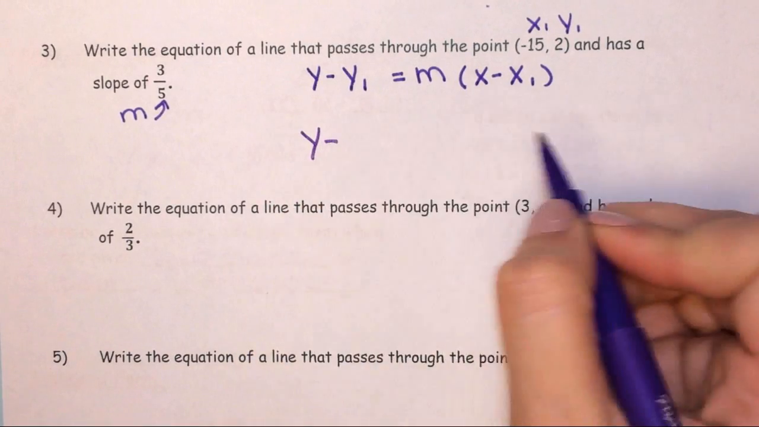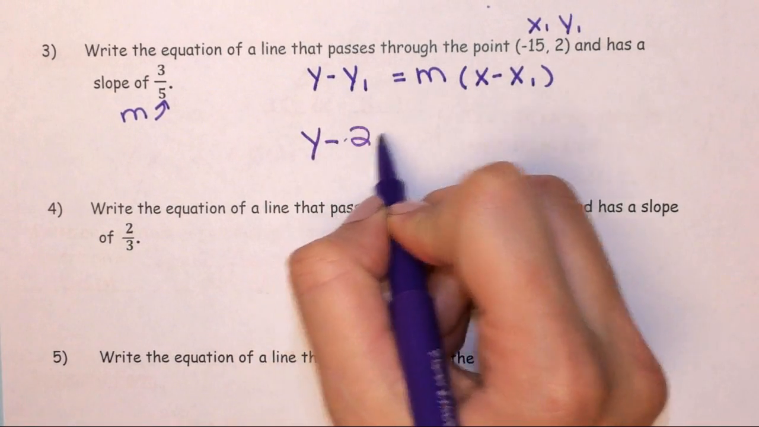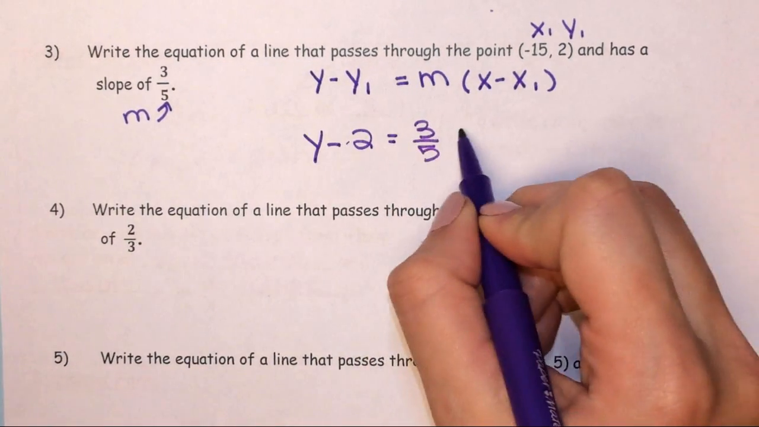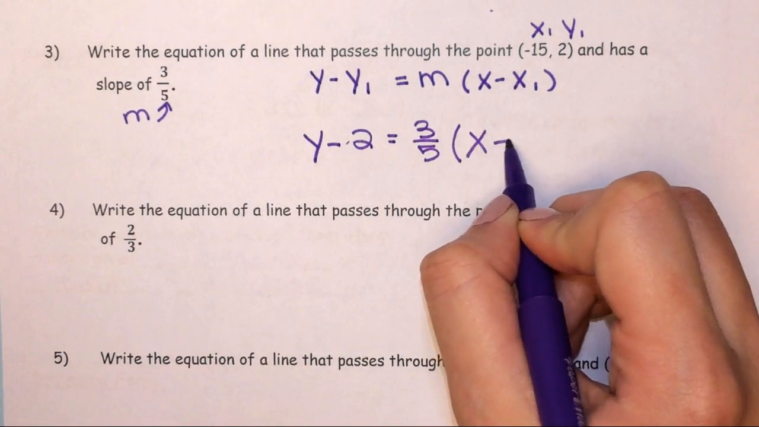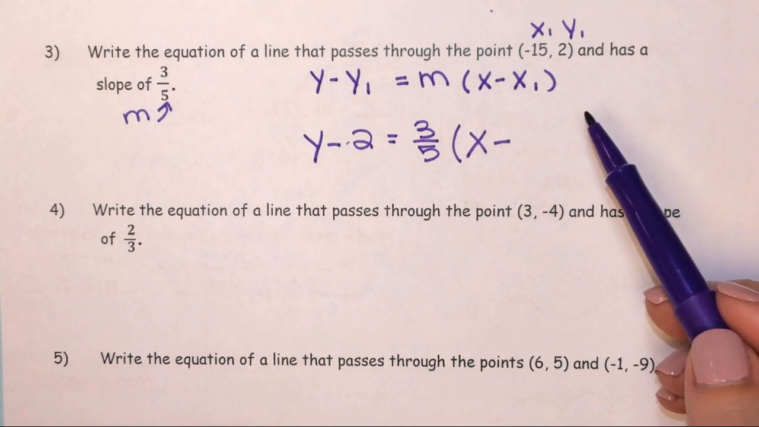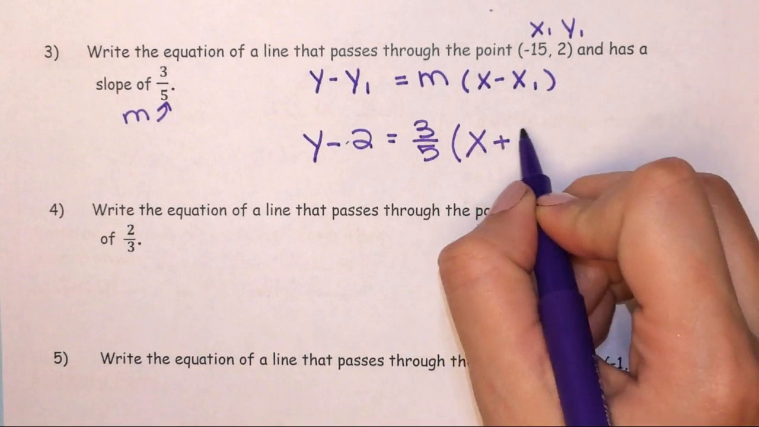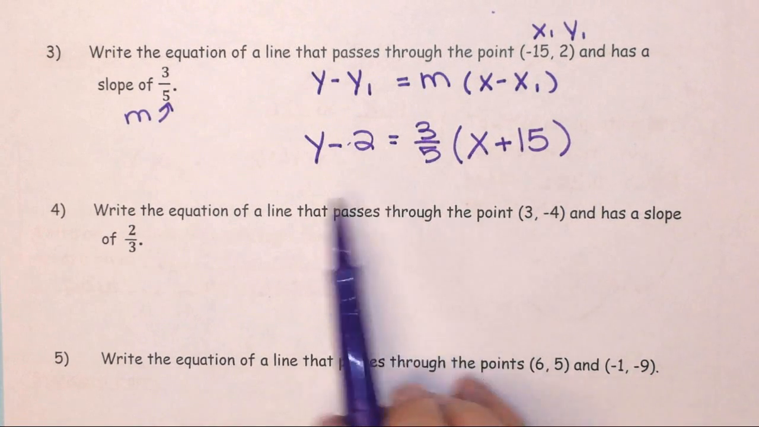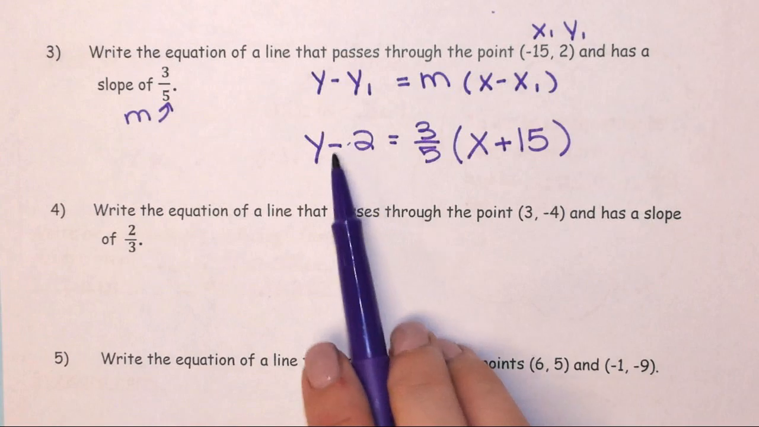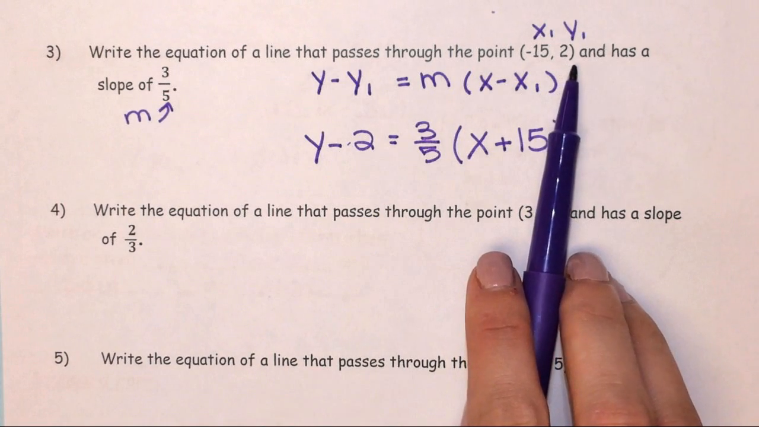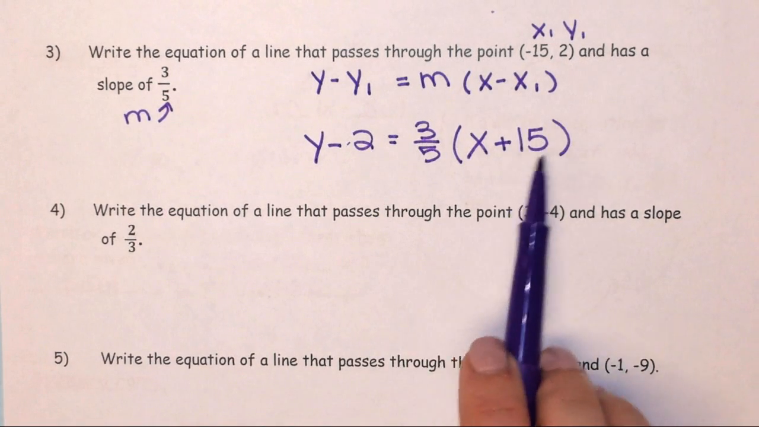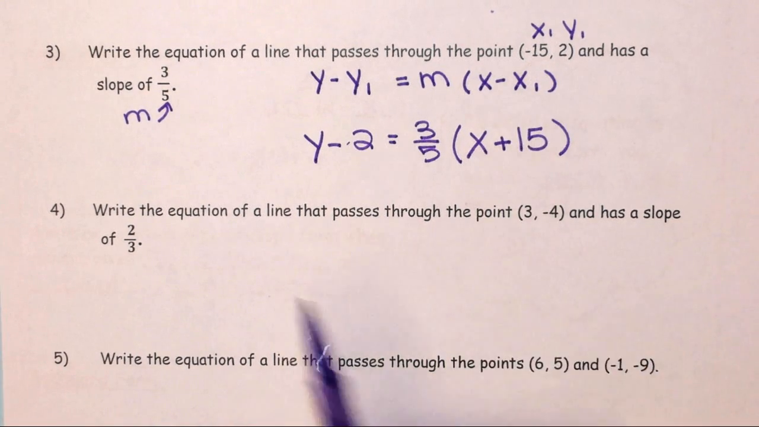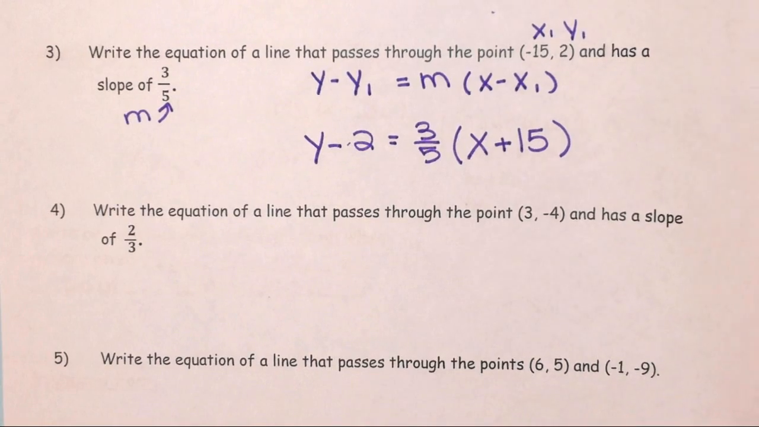So we have y minus, the y1 is 2, equals m is 3/5, parentheses x minus, our x1 is a -15, so it becomes a +15. You change the signs of your point. Looking at this one, it's a -2 with the y, which over here was a +2, and it's a +15 with the x, which is a -15 for the x. So I'll leave number 4 for you to try to do on your own.